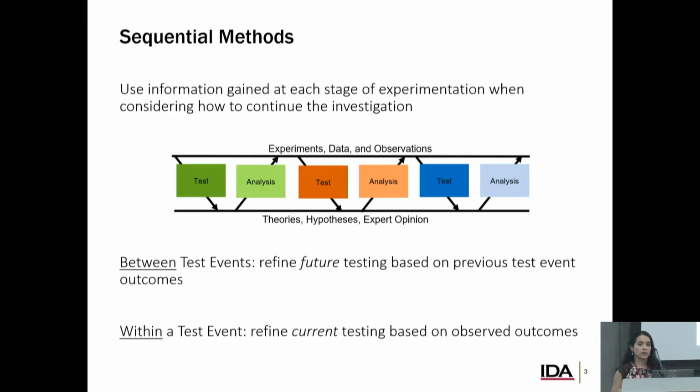For the purposes of this briefing, we are going to be talking about between test events and within test events. Between test events is when you refine the future testing based on previous test events. You can think of an early operational assessment: you have that test event, get your results, and based on that, you plan for your initial operational test. Or you can talk about within a test event, which will be within that operational assessment, you run certain shots or collect some data, and then within that same test event, you update the following number of runs or the conditions in which you are going to collect that data.